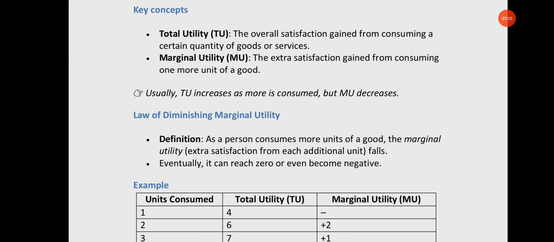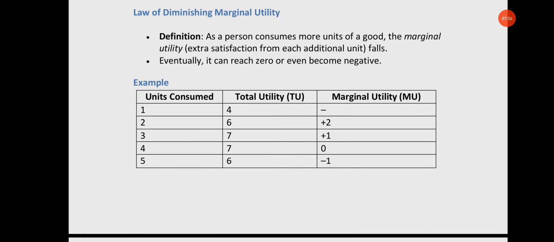Key concepts: total utility, TU, the overall satisfaction gained from consuming a certain quantity of goods or services. Marginal utility, MU, the extra satisfaction gained from consuming one more unit of a good. Usually TU increases as more is consumed, but MU, marginal utility, decreases. Law of diminishing marginal utility. Definition: as a person consumes more units of a good, the marginal utility, the extra satisfaction from each additional unit, falls. Eventually it can reach zero or even become negative.